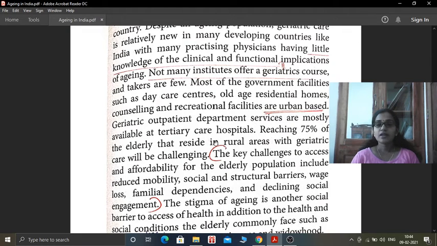The elderly people are not only living in urban places, they are also living in the rural areas too. So the government facilities are not available to the rural people. See, there is also discrimination happening. Maybe it is not intentional. The government is not doing it intentionally. They also do not have enough money. Probably they do not have that much money.